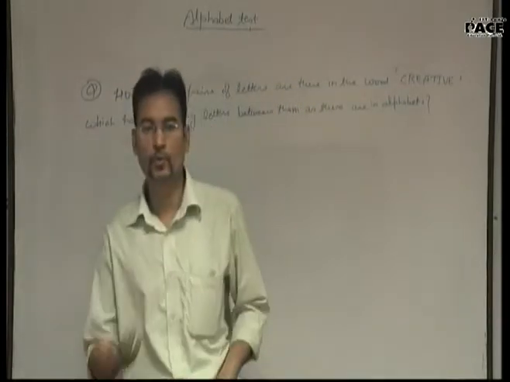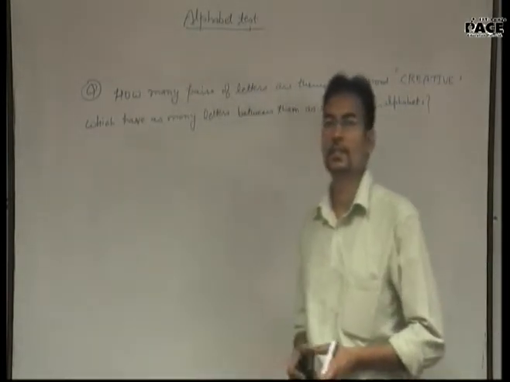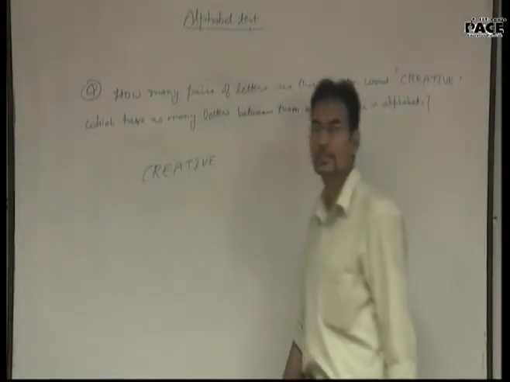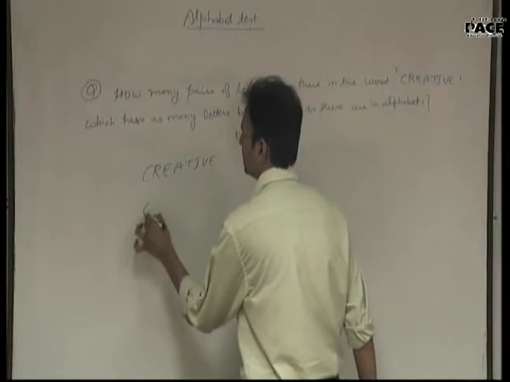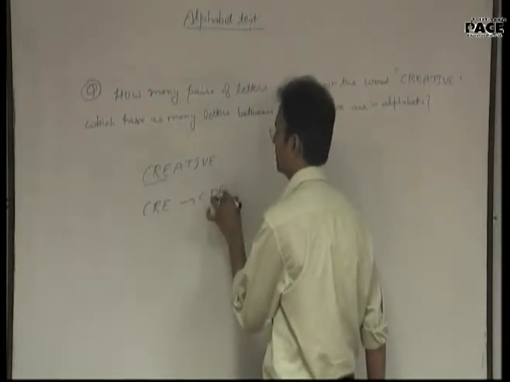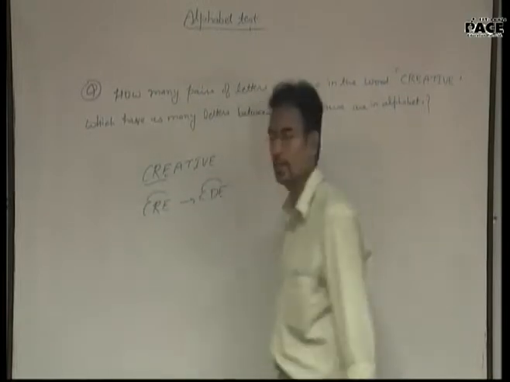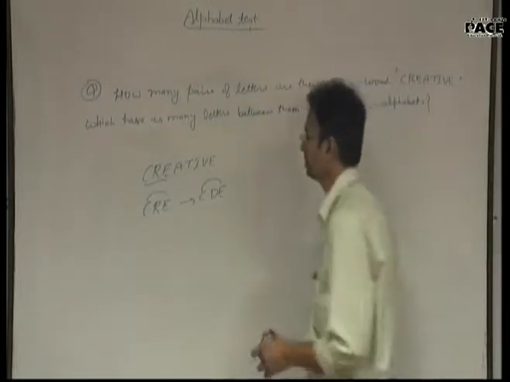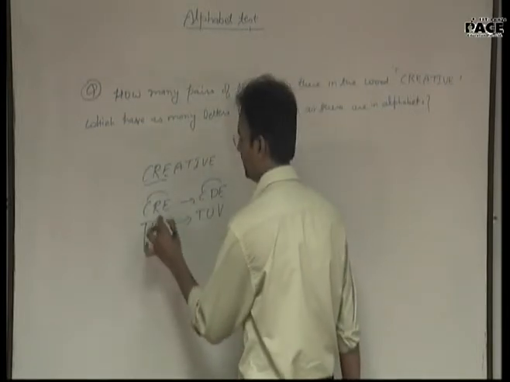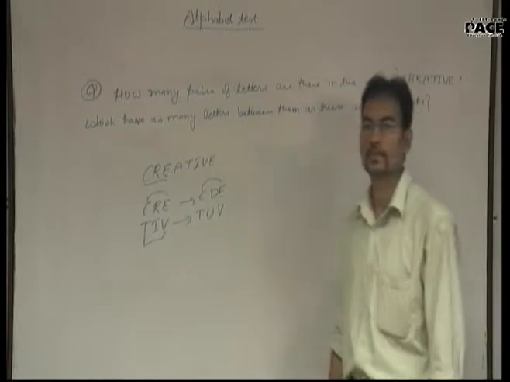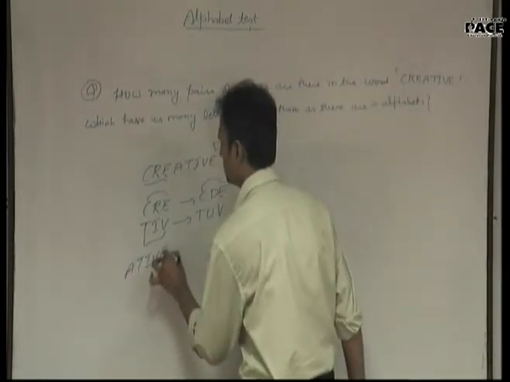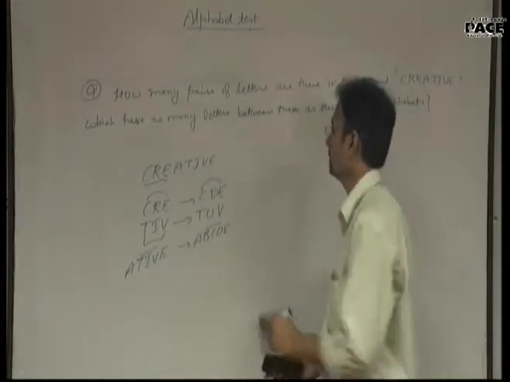We practice few more examples on this, the same lines. Suppose the word is creative. We have C, R, E here, and we have C, D, E there. So these two letters are having only one letter between them. Similarly, T, I, V, another pair. And similarly, you can find A, T, I, V. Again, 3.